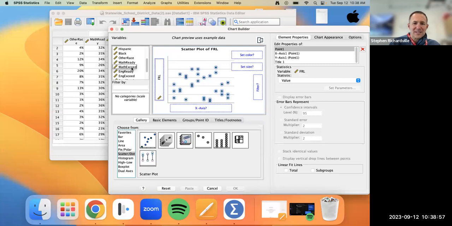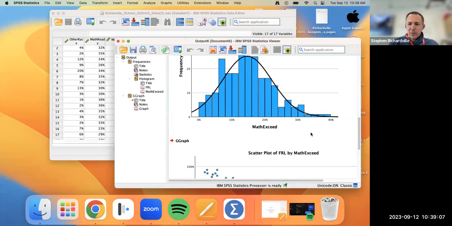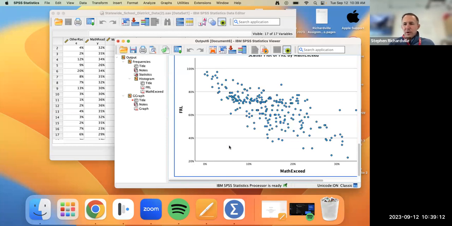Although all, math exceed is my other variable. Let's go ahead and pull down math exceed. Okay. So those are my two. All looks good here. I'm going to click OK. And we're going to look at the scatter plot. And there's a couple things we can notice with the scatter plot. One, it seems to be a negative relationship.